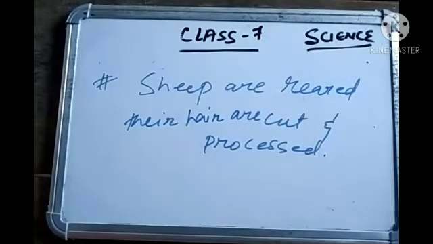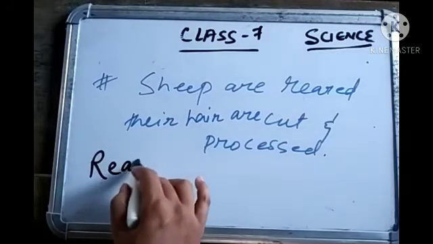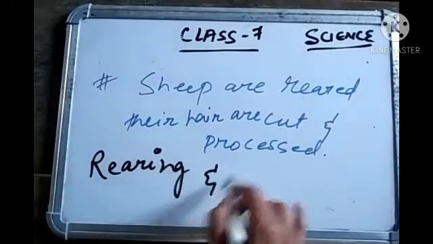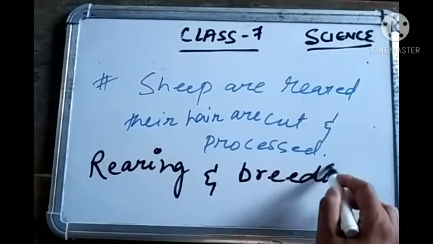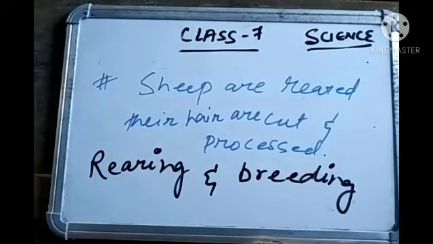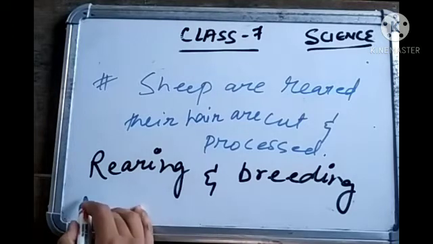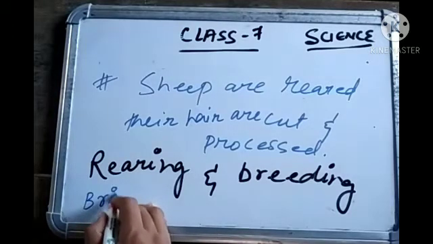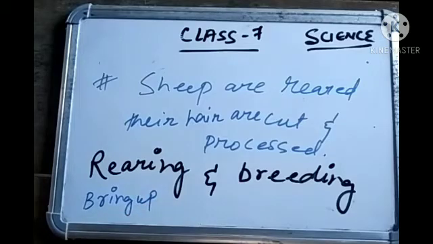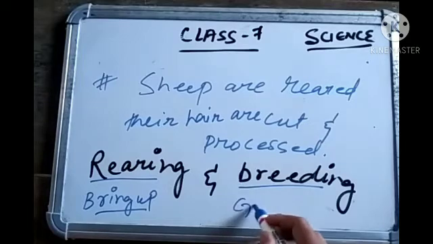So rearing and breeding of sheep. In this point, rearing and breeding are discussed. Rearing means bringing up and caring for them until they are fully grown. Breeding means giving birth, the production of offspring by animals.